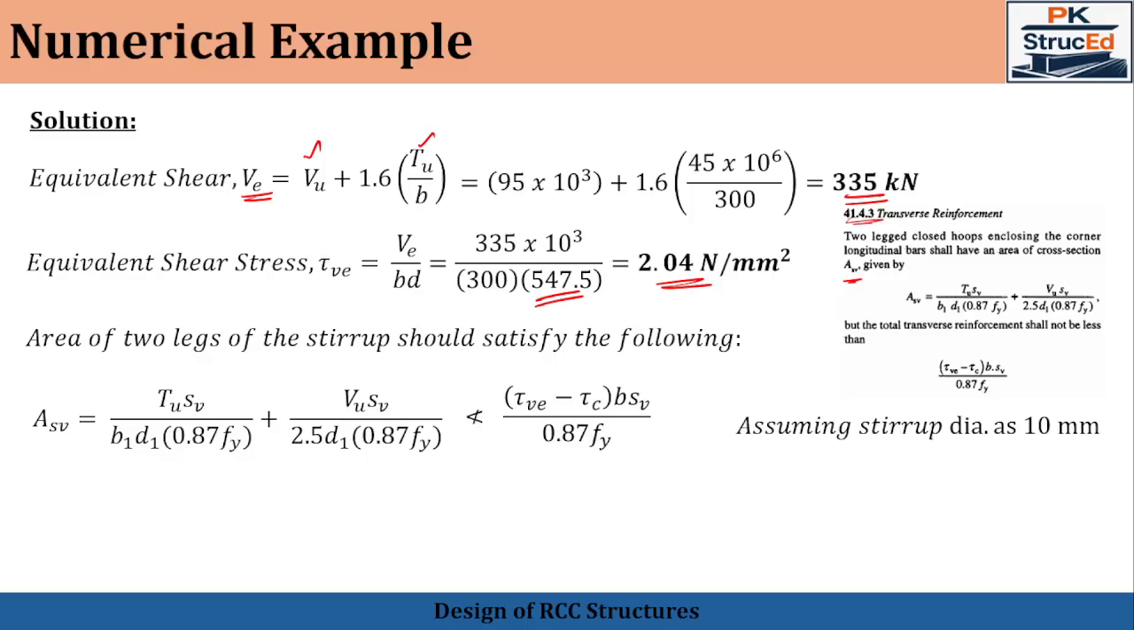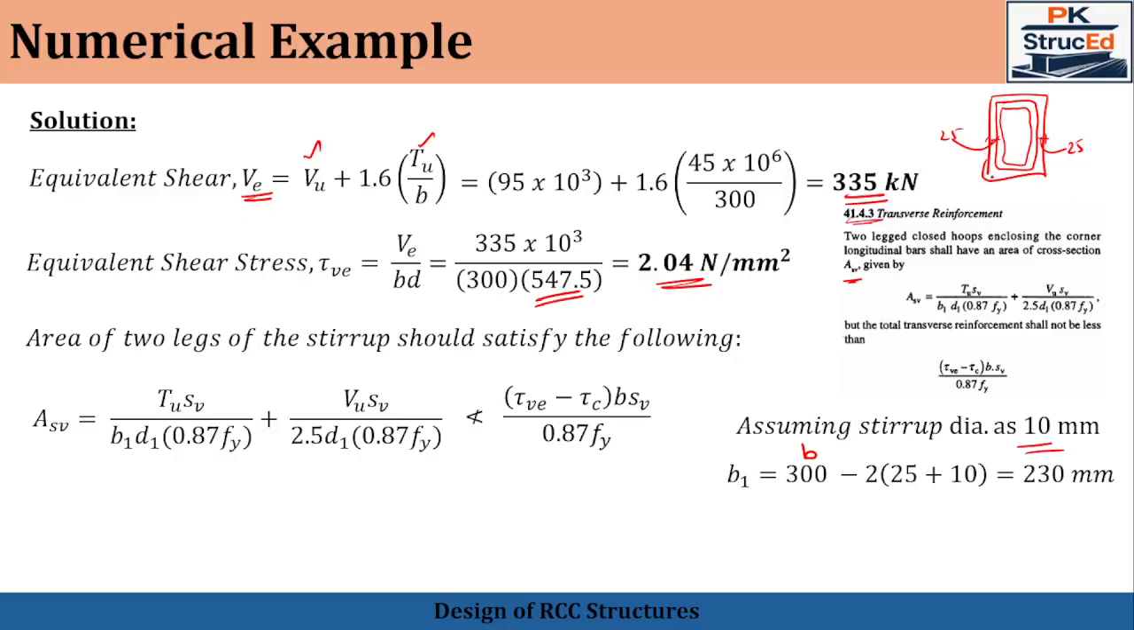Let me assume I'm going to provide the stirrup as 10 mm dia bar. In that case, B1, that is the effective width, will be B minus 2 times the clear cover on either side. Let me show it in the figure. Here we are providing the stirrups. I didn't show the main reinforcement, let me show with the stirrups alone. So this is the clear cover, from here to here it is 25, and from the other side also it is 25. So both the sides it is 25, and we are providing the stirrup as 10 mm dia.